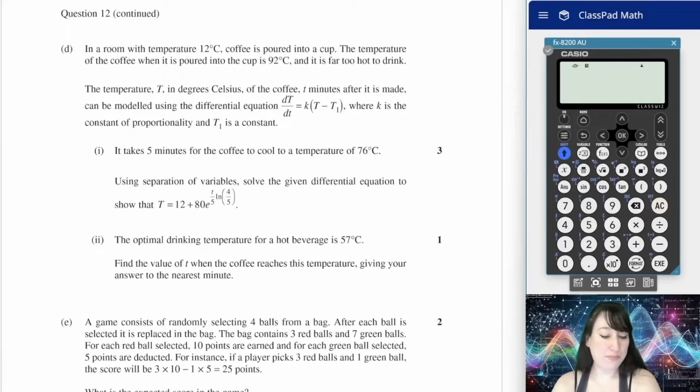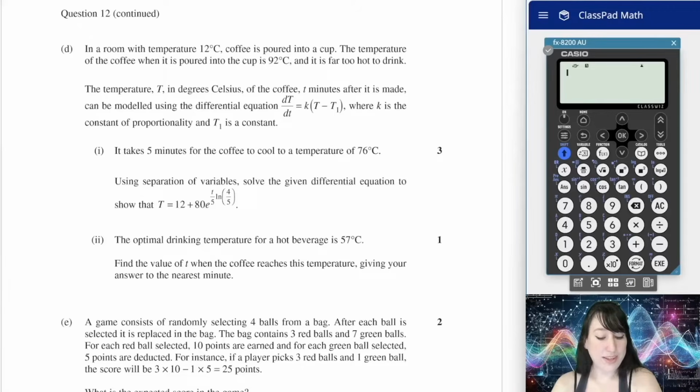Question 12D. In a room with temperature 12 degrees Celsius, coffee is poured into a cup. The temperature of the coffee when it is poured into the cup is 92 degrees Celsius, and it is far too hot to drink. The temperature T in degrees Celsius of the coffee, t minutes after it is made, can be modeled using the differential equation dT/dt equals k times (T minus T1), where k is the constant of proportionality and T1 is a constant.